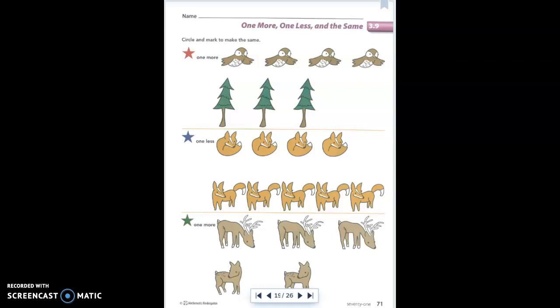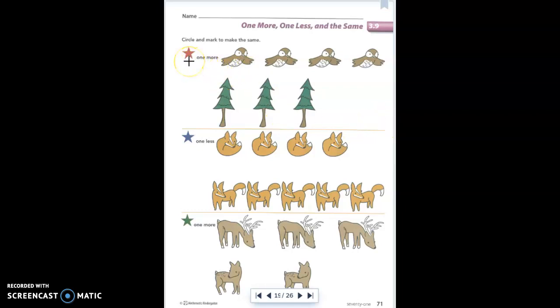Today we're comparing numbers, so please take out math page 71 with 72 on the back. This is lesson 3.9, one more, one less, and the same. Today we're going to be comparing numbers just like we've done the last couple of lessons. However, we're going to be doing a couple of things differently, so let's go ahead and get started.